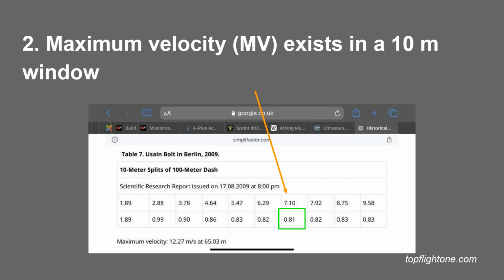Number two, maximum velocity exists in a 10-meter window. So in the slide, there are 10-meter splits of the 100-meter dash for Usain Bolt. As you can see, at the 60 to 70-meter window is when he achieves maximum velocity. There was a study that found that the finish place was established at 40 meters, and this was in an elite race. So again, no athlete can sustain maximum velocity longer than 10 meters. That has implications that I will discuss later on.